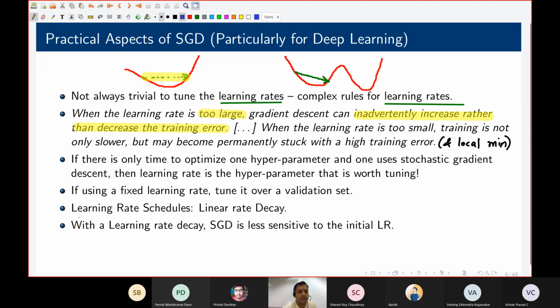Okay, so then there are also learning rate schedules, for example linear rate decay, cyclic, where you kind of increase and then decrease. There are a whole bunch of linear and cyclic rates. Many of those are implemented in PyTorch, provided as options. But if you have learning rate decay, then stochastic gradient descent somehow becomes more robust to the initial learning rate where you begin. Okay, so this is just more of a general discussion.